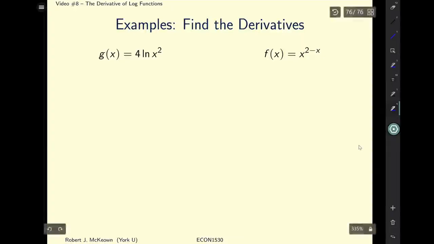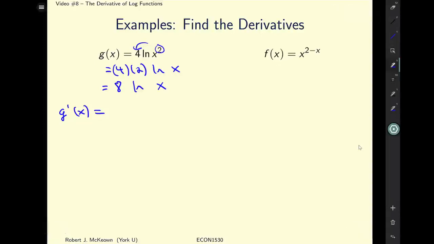All right, let's look at the first one. So we want to find g prime x, and that is equal to, well, I can make this a little bit easier on myself. So I've got a 4 here. I can bring the 2 down. So we've got 8 log x. I take the derivative of that, and what do I get? I'm going to get 8 over x. Now let's see what happens if we didn't do that.